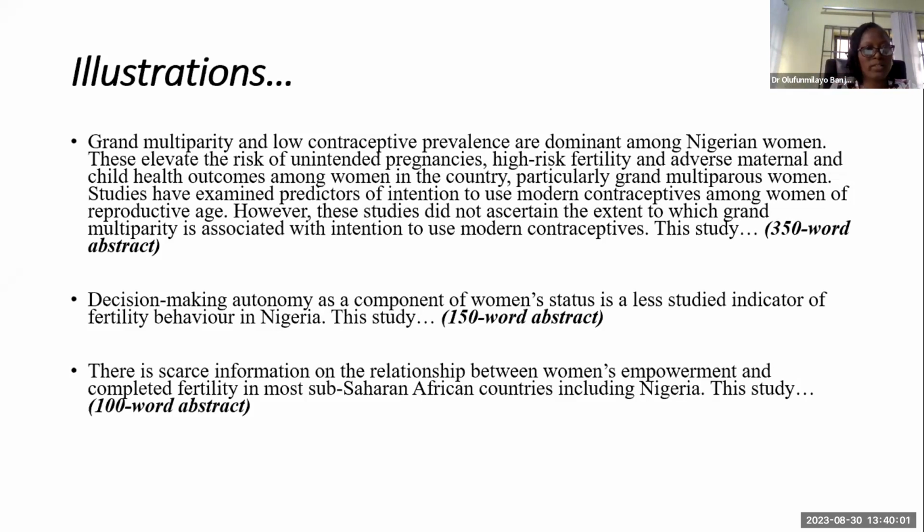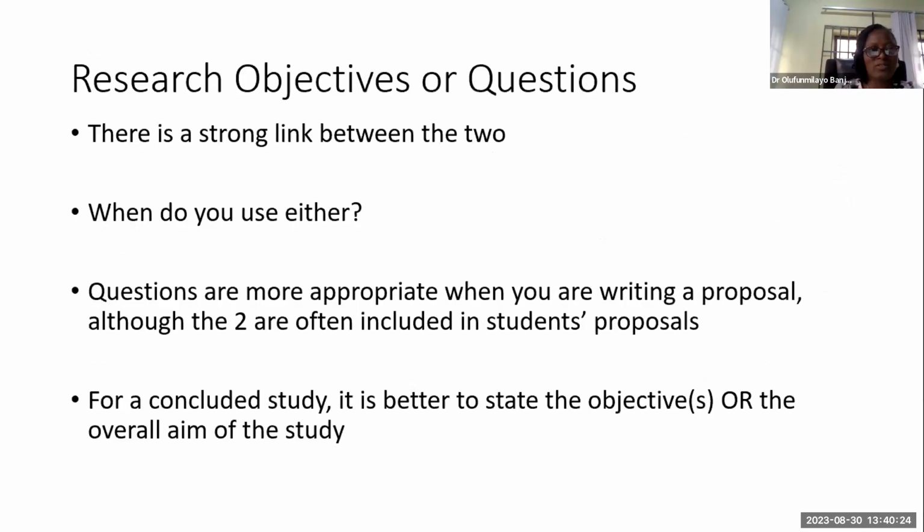Then for the 150-word abstract, decision-making autonomy as a component of women's status is a less studied indicator of fertility behavior in Nigeria. This study and so on. Then a 100-word abstract says there is scarce information on the relationship between women's empowerment and completed fertility in most of Sub-Saharan African countries, including Nigeria. So this study and so on. So I say that there is a strong link between research objectives and questions.